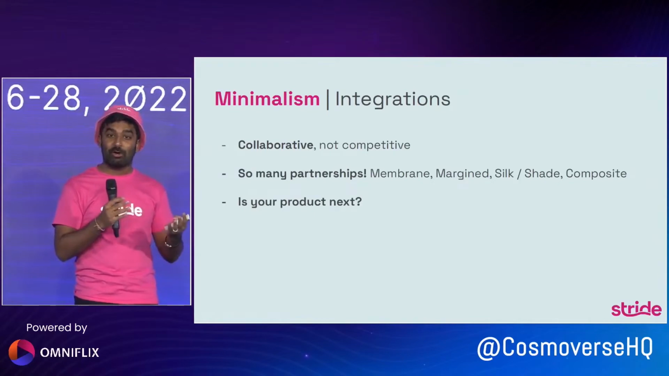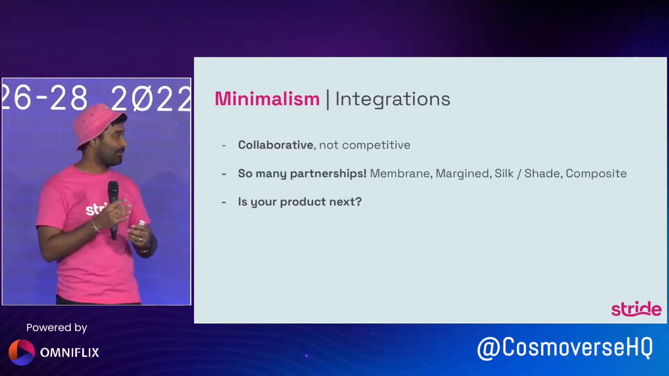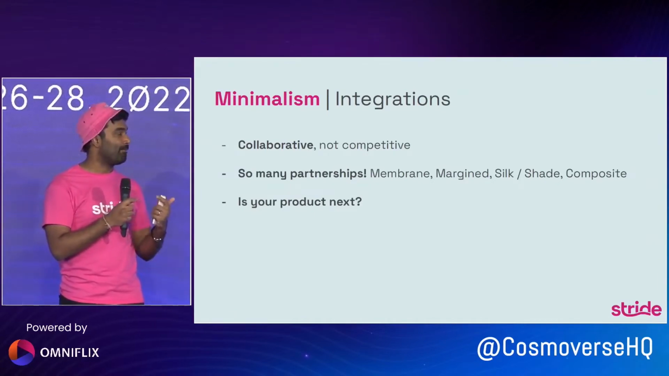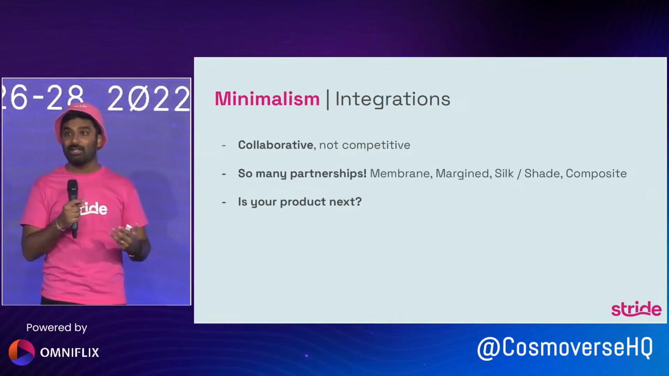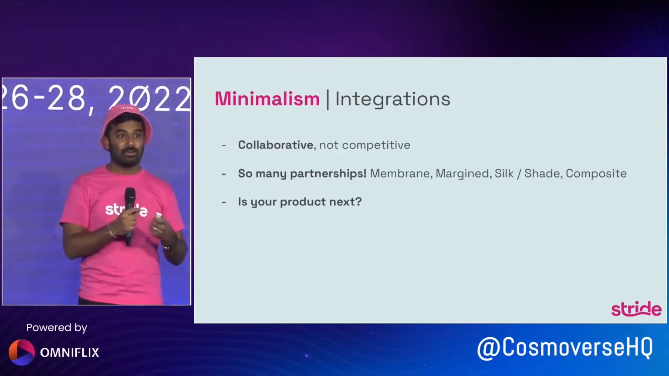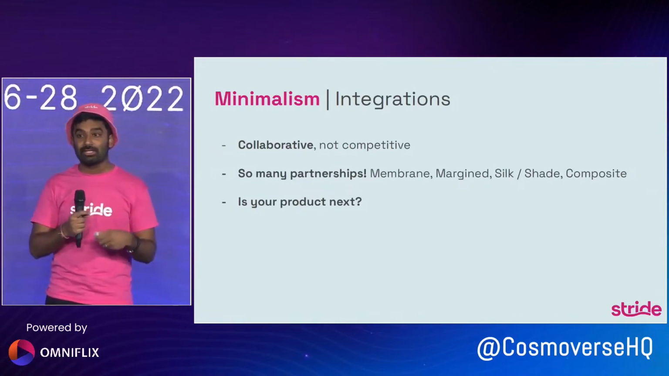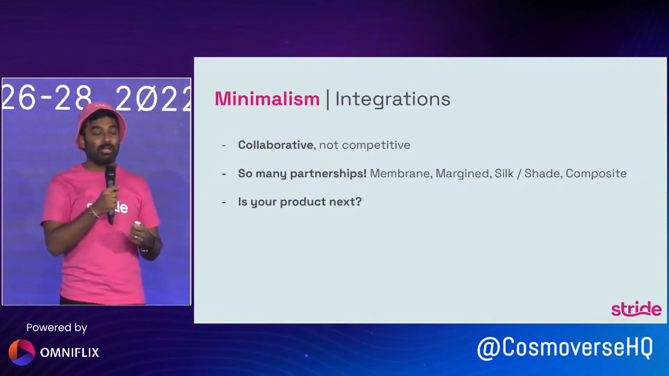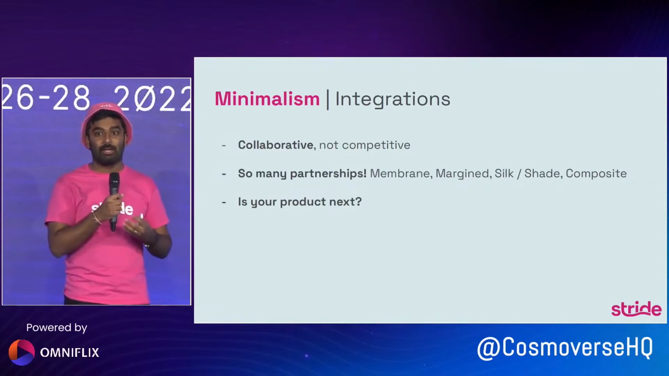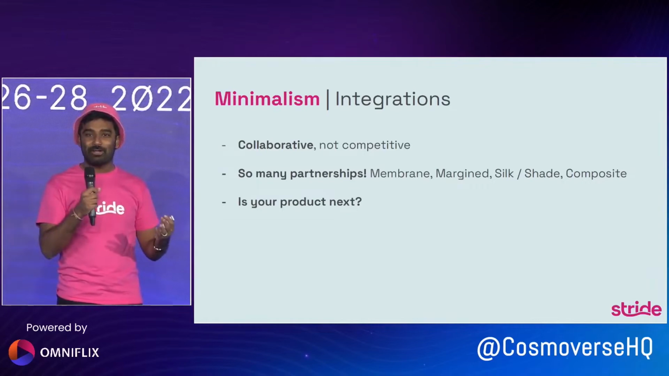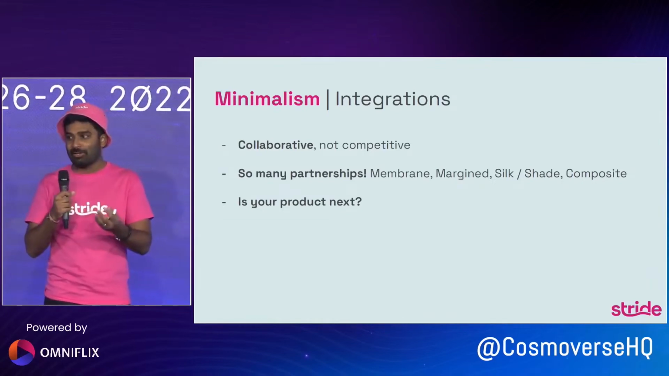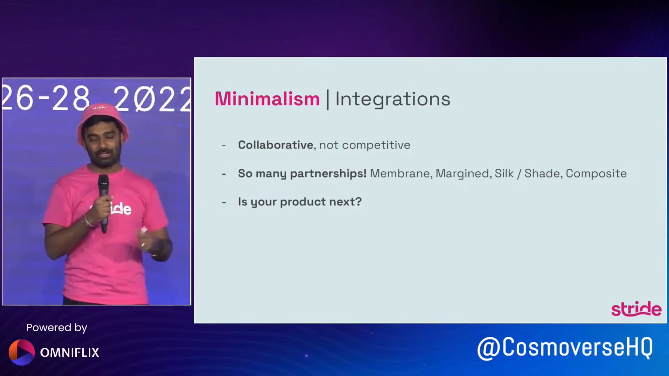Since we've launched 3 weeks ago, we've already talked to dozens of teams about potentially integrating Stride. We're excited to announce we've already locked down 4 really key partnerships. So the teams from Membrane, Margin, Silk, and Composite have already started to integrate stATOM and the other stTokens into their protocol. And we're only going to see more protocols come in and hopefully integrate with Stride. Anyone in the audience interested in integrating with Stride, please reach out to us. We'd love to talk to you.